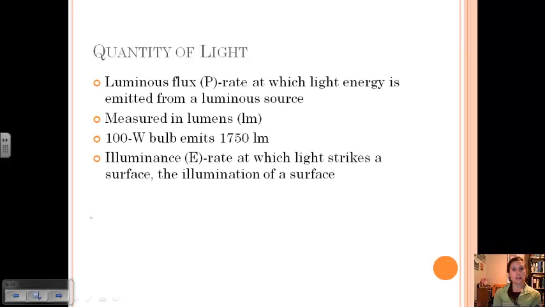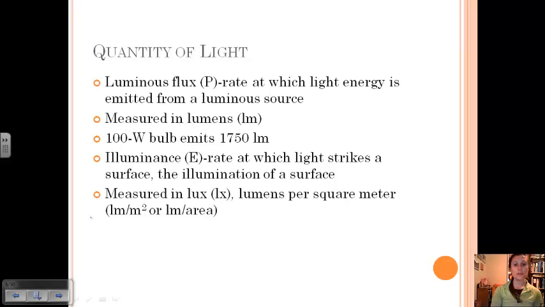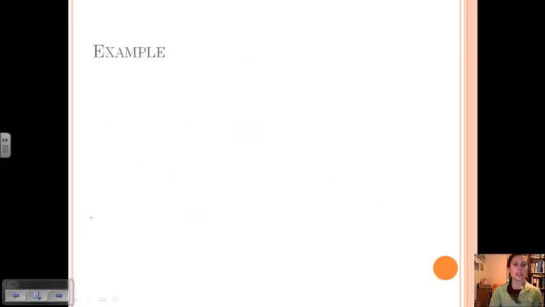The other part that we need to look at is illuminance, or capital E, and this is the rate at which light strikes a surface, or the illumination of the surface. So luminous flux comes from the light source. Illuminance is the rate at which light illuminates whatever the surface is that the light is transferring to. This is measured in lux, or LX, and it's lumens per square meter, because it's how much of this area is being illuminated. So LM per meter squared, or LM per any area, whatever you're measuring your area in, but meters is the standard unit.